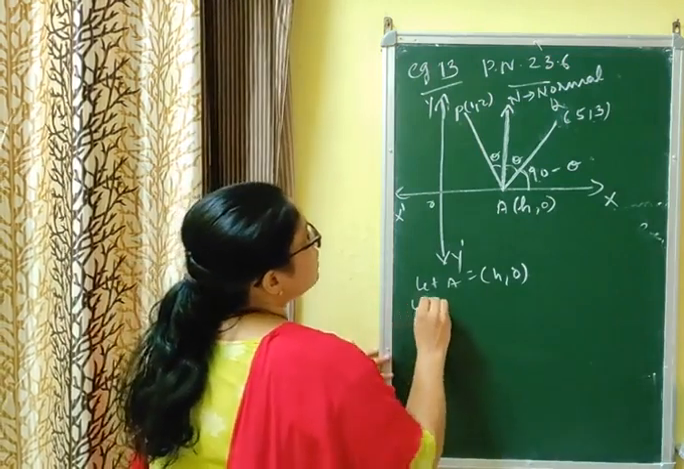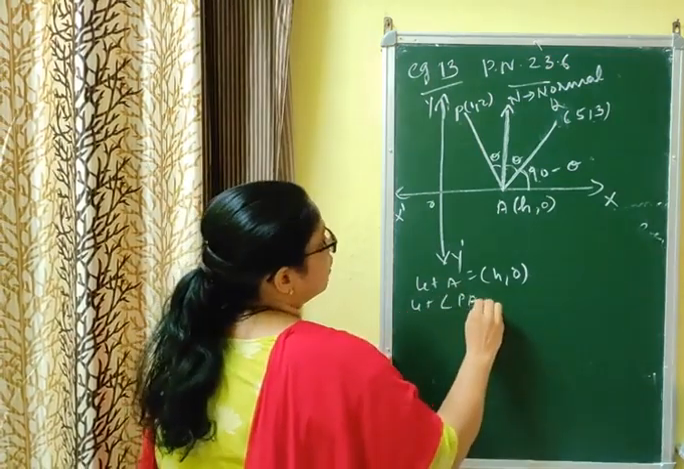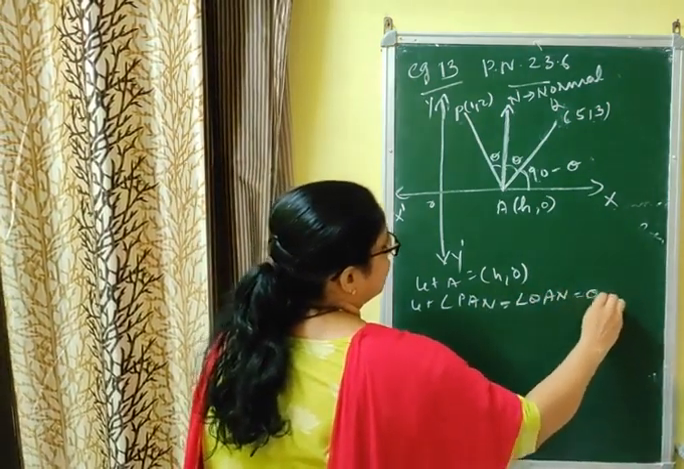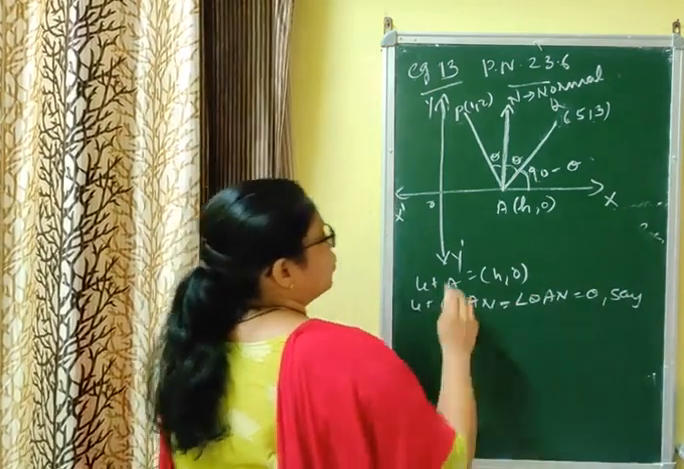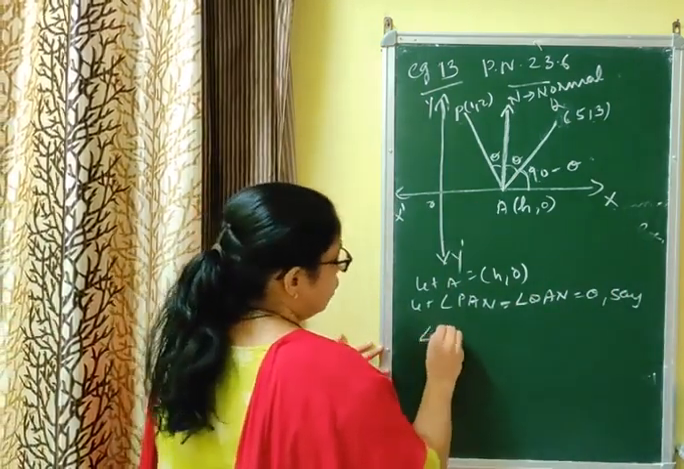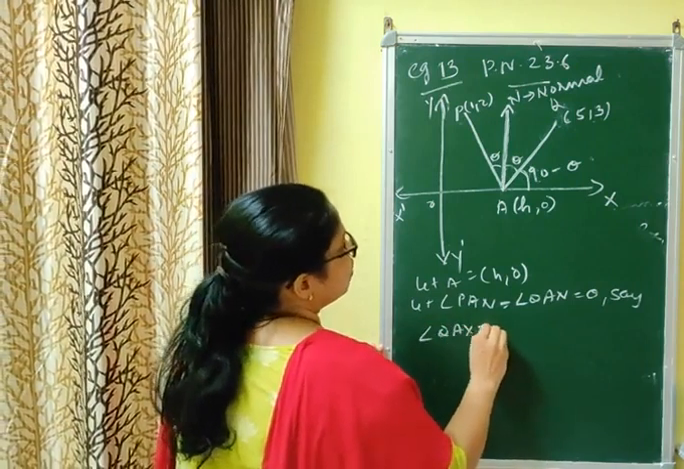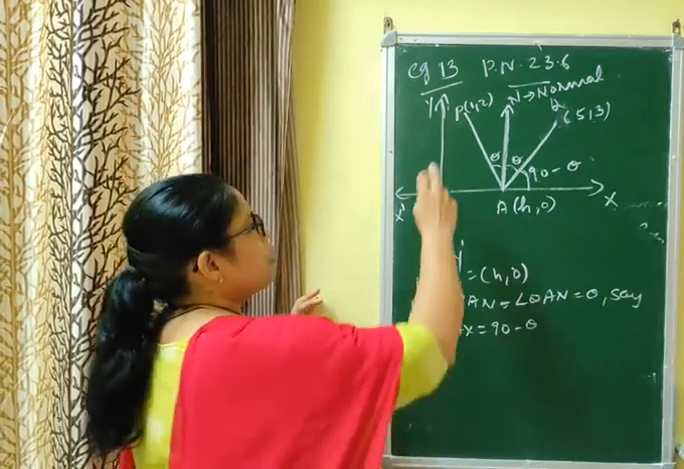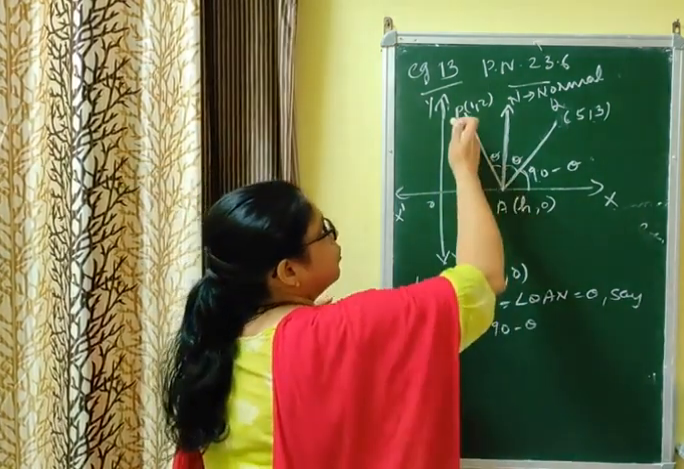That is, let angle PAN is equal to angle QAN is equal to theta, and both are equal because of the property of angle of incidence as well as angle of reflection. Angle QAX is equal to 90 minus theta. Now what you are going to do? First of all, we will find the slope of AP.